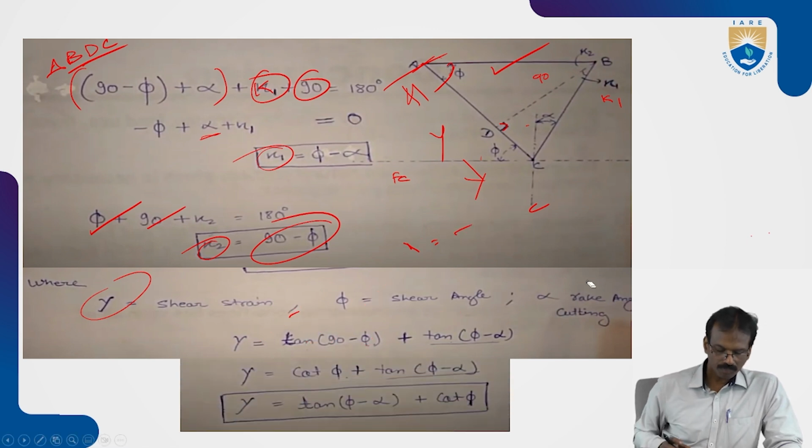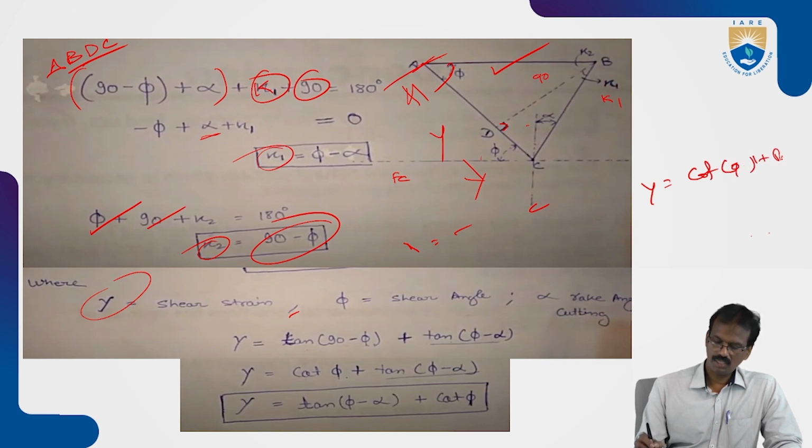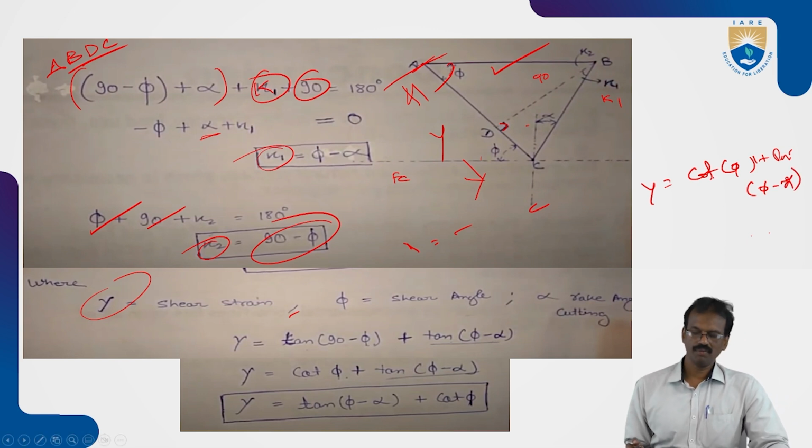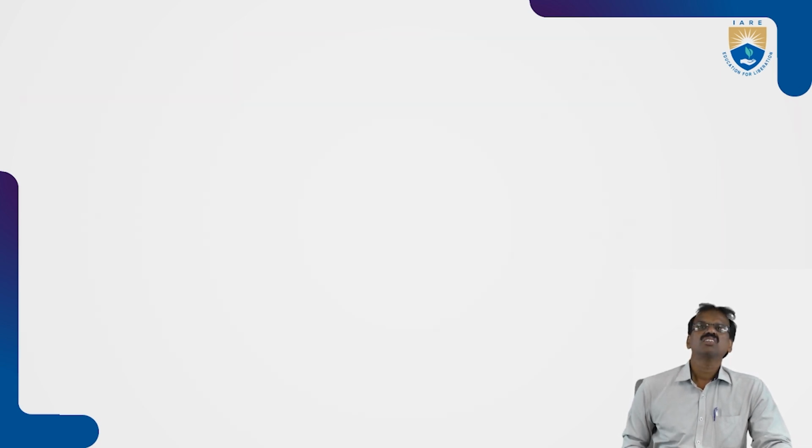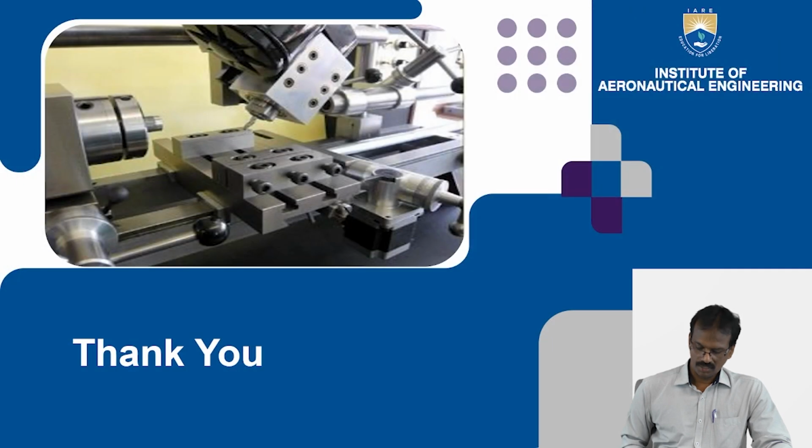So then you can rewrite it like this: y is equal to cot phi plus tan phi minus alpha. Otherwise, tan phi minus alpha plus cot phi, anything. So this is the strain value. Sorry, strain value. So this is the value, and you can understand this.